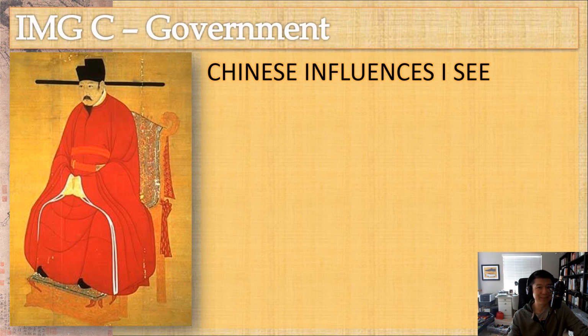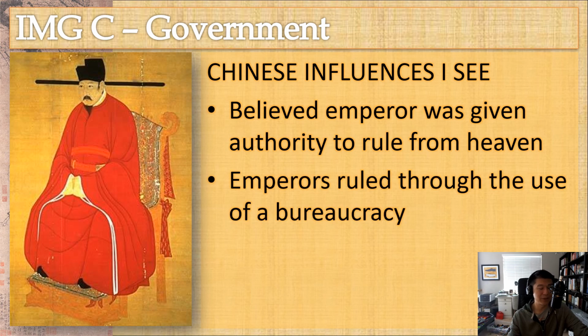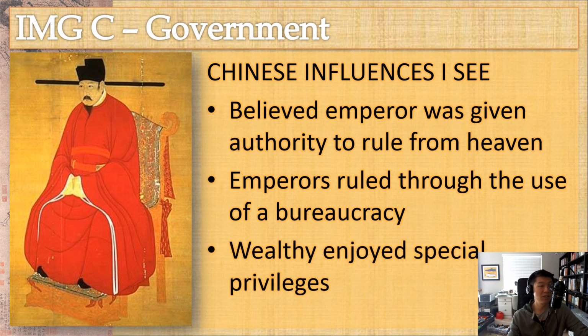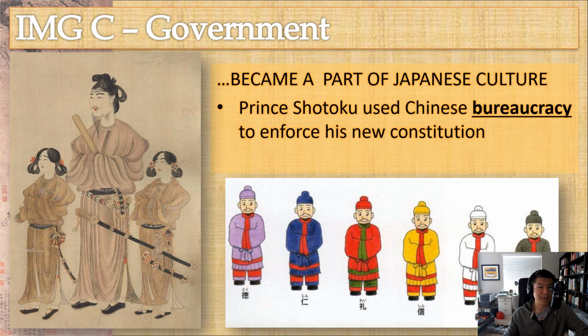Image C. Okay, image C is about the implementation of government, whereby, again, this emperor was given authority to rule, and there's a notion of divine right, where the spiritual world has given authority to the emperor as a whole. And not only that, but the imperial rule through the use of a strong bureaucracy. Not only that, but the implementation of special class privileges. And as it is implemented into Japanese culture, what was created by Prince Shotoku using the fundamentals of the Chinese bureaucratic system is a new constitution.